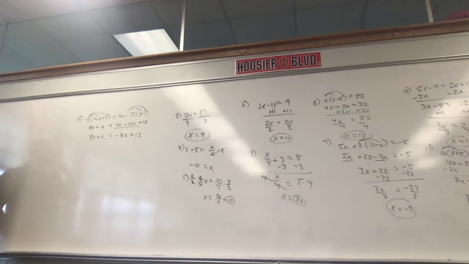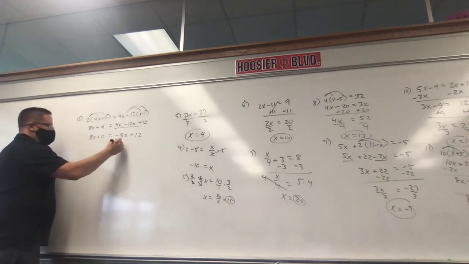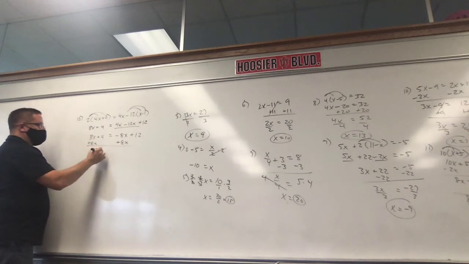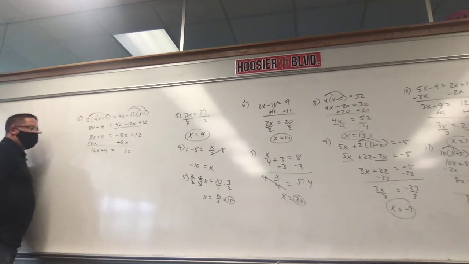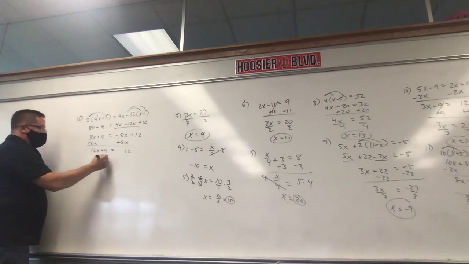Now be careful. Some of you might say, oh, they're the same x's on each side. No, they're not. This one's 8x. That's negative 8x. That's definitely smaller. So we add 8x to each side. 8 and 8 is 16x plus 4. 8x and negative 8x cancel. We're left with 12. Subtract 4 to each side.